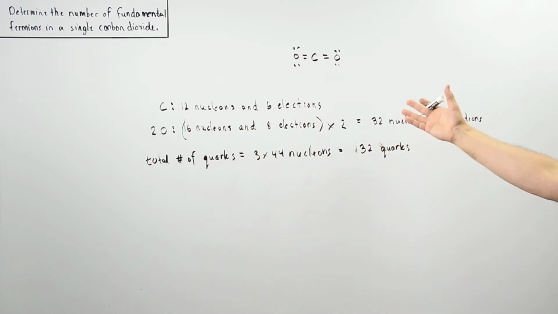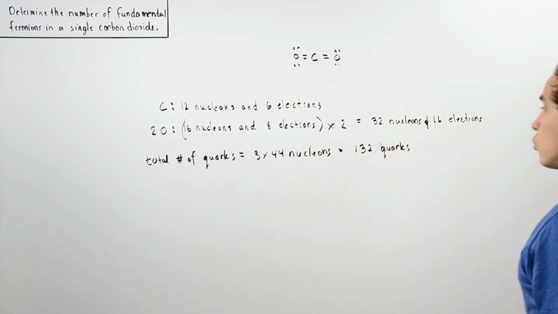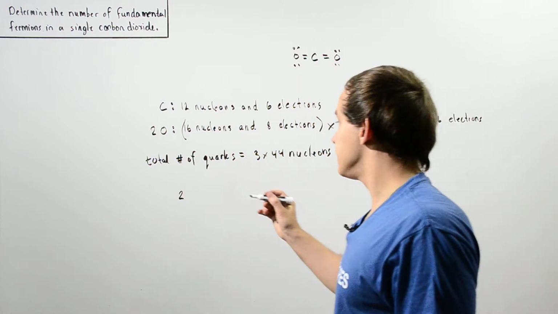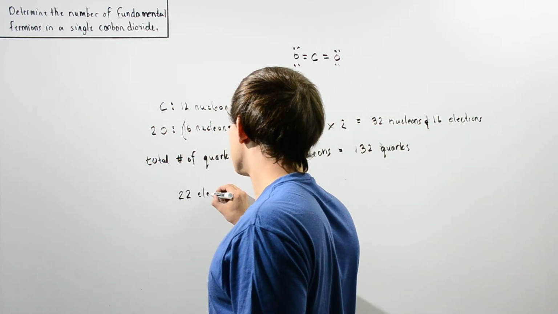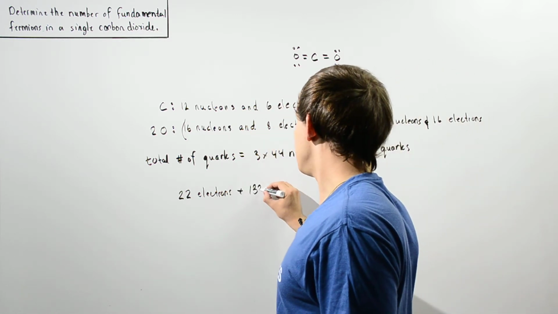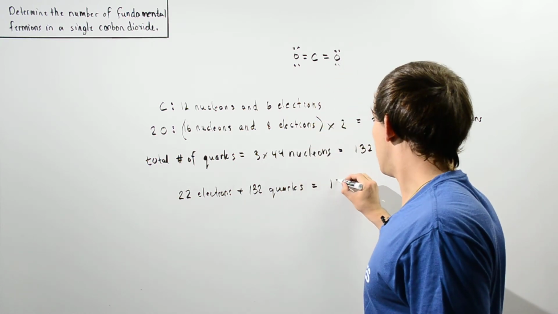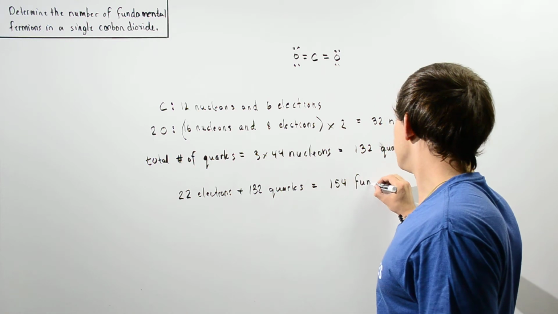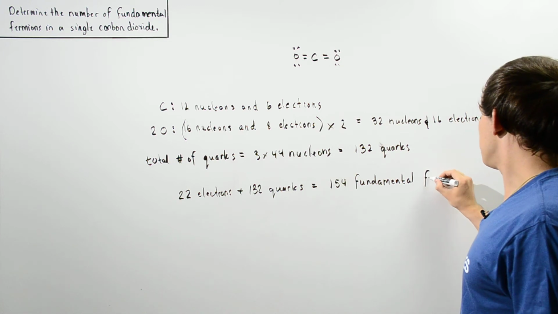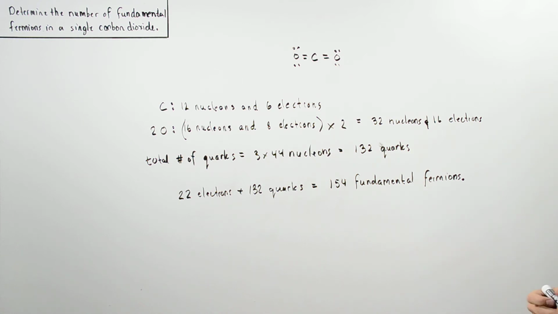So because electrons are also fundamental particles and we have 6 plus 16, or 22 electrons, to find the total number of fundamental fermions, we take 22 electrons, we add that to 132 quarks, and that gives us 154 fundamental fermions. And we are done.